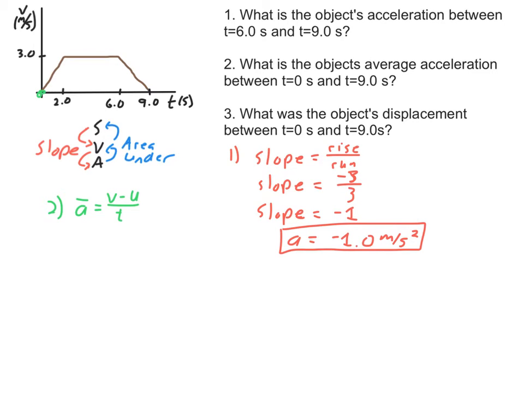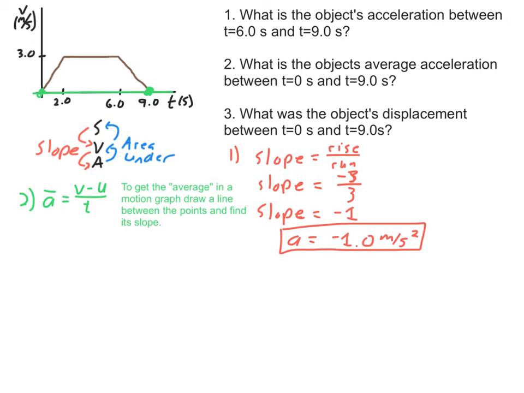And whenever you're doing what's on the y-axis, which is velocity, minus what's on the y-axis, which is velocity, divided by what's on the x-axis, which is time, what we're actually doing is we're getting the slope of the line here. So you can see in this case, I went ahead and put down to get the average in a motion graph, draw a line between the 2 points, here the last point and the first point.